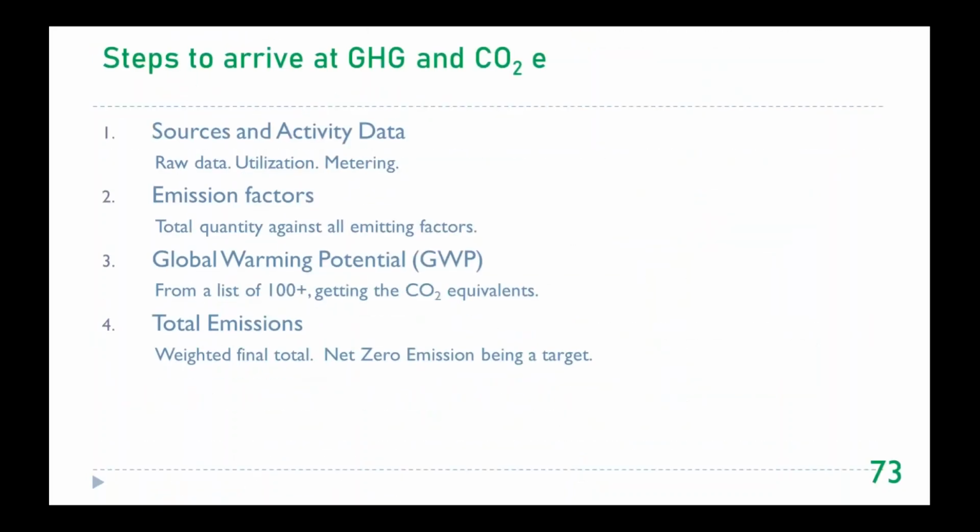So the steps to arrive at GHG and CO2 are: you have to get sources and make a list of all the sources and activities in your organization. You have to understand the emission factors, and then there's a global warming potential. How do you arrive at the CO2 equivalents? And then you can total this up.